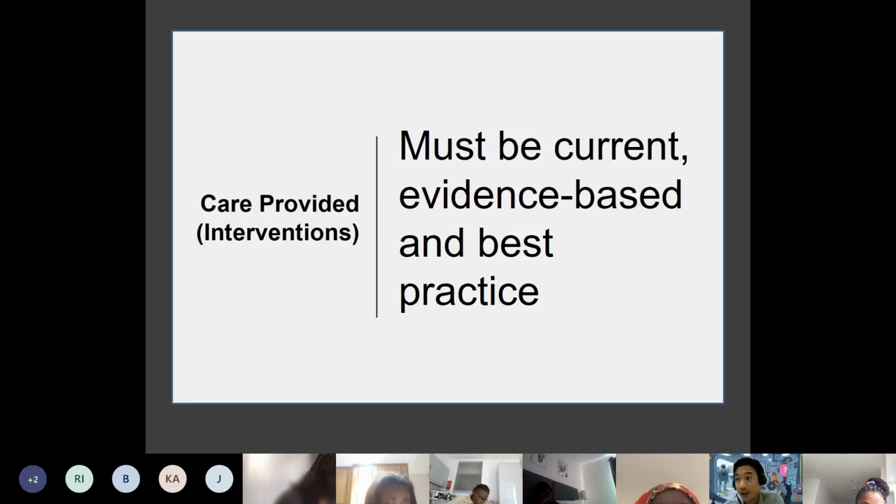So the care provided or the intervention. In this section, make sure it's current, evidence-based and best practice. Again, it must be current, evidence-based, and best practice. It should be the practice here in the UK, okay?